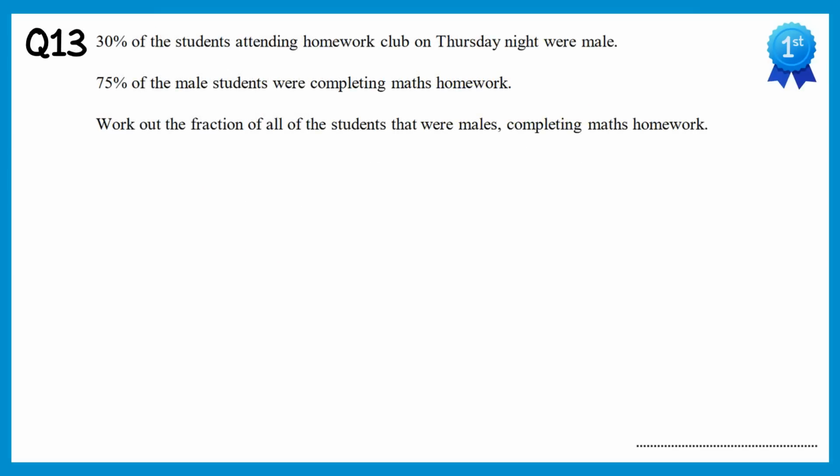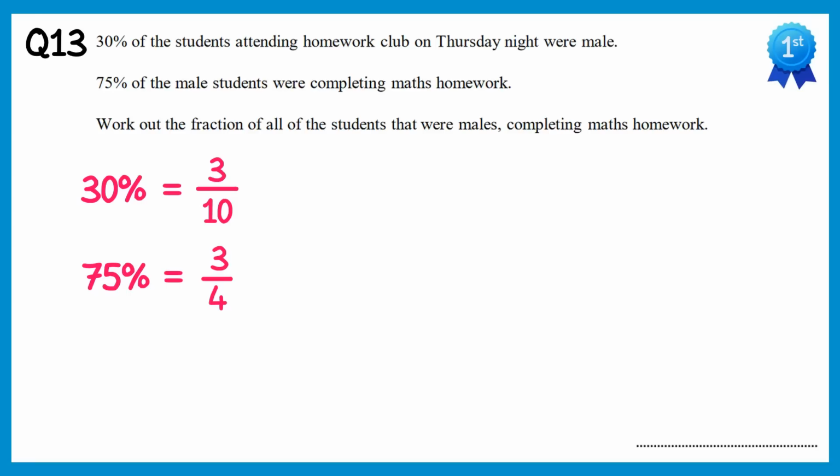For this question I'm going to convert the percentages into fractions. So 30% is equal to 3 over 10, and 75% is equal to 3/4. Now I've been asked to work out the fraction of all of the students who are males completing maths homework. So 30% of the students were male, and 75% of those students were completing maths homework.